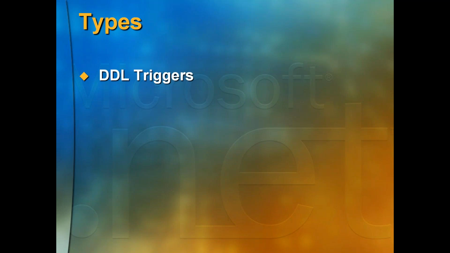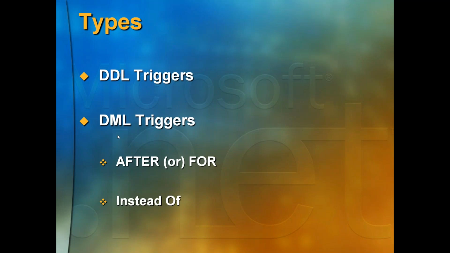There are two types of triggers available in SQL Server. One is called a DDL trigger. The next one is called a DML trigger. We never work on DDL triggers. They are for the tables and for schema purposes. We work on DML triggers. Inside DML triggers, there are again two types. One is called an after trigger, also called a for trigger. The second one is called an instead of trigger.